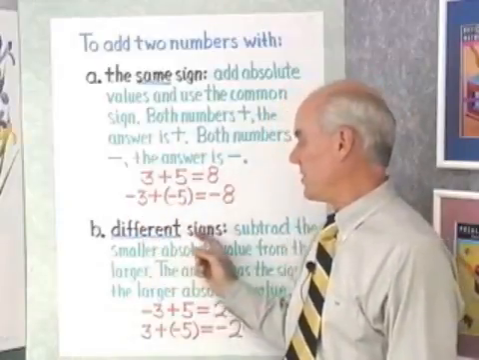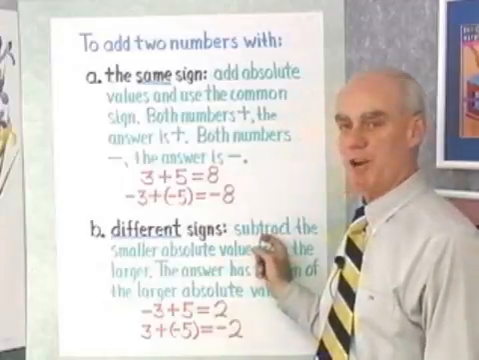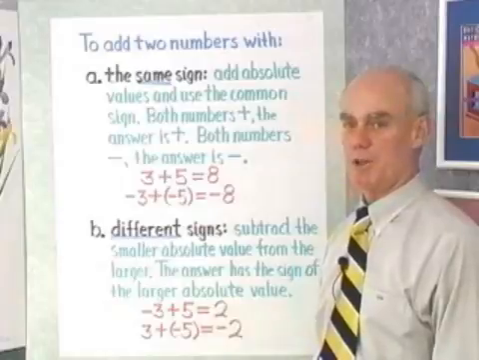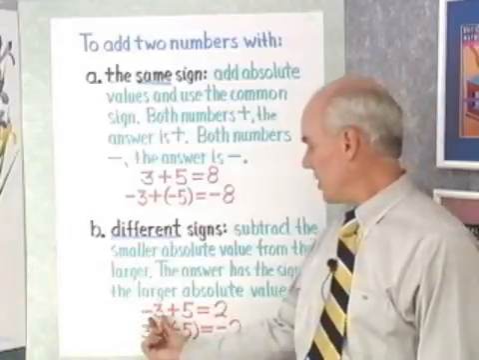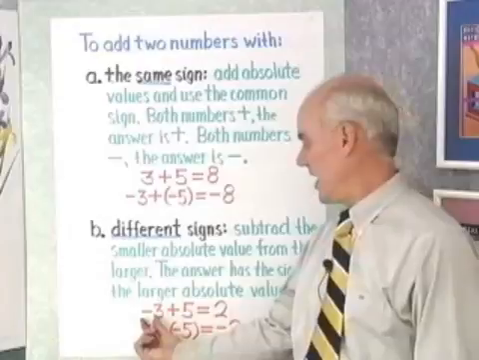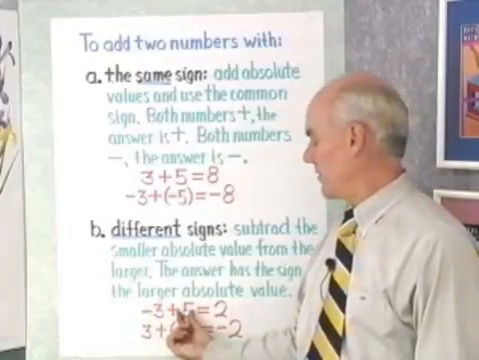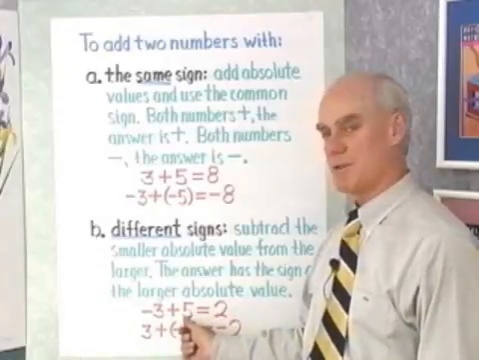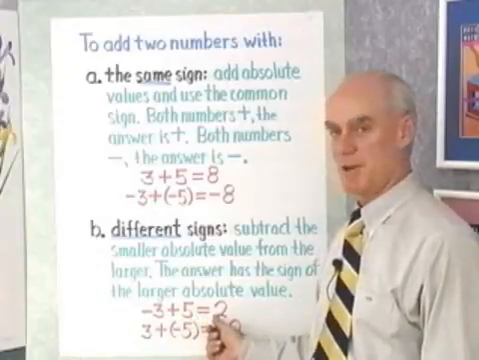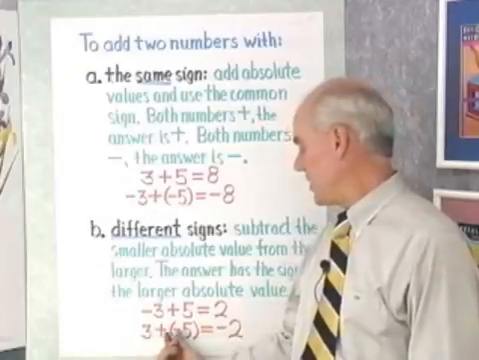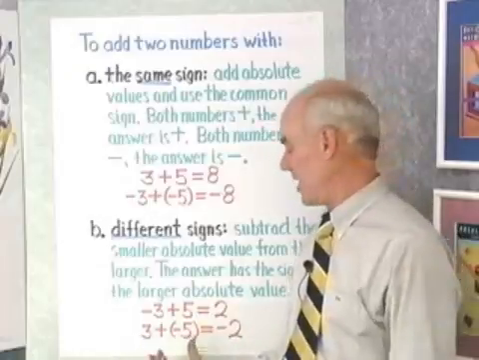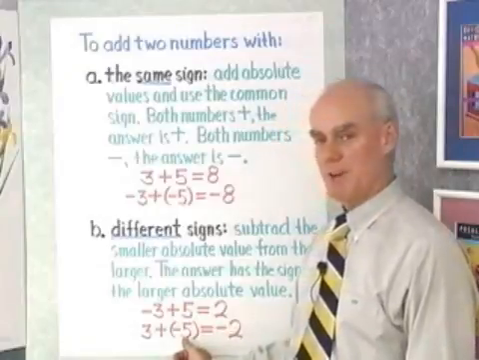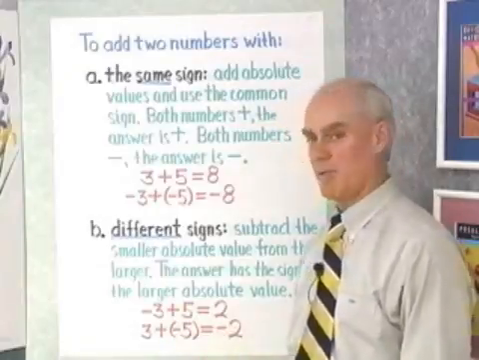Then, if the two numbers have different signs, we subtract the smaller absolute value from the larger absolute value, and we use the sign that's in front of the number with larger absolute value. So here's two numbers that I'm adding that have different signs, a negative 3 and a positive 5. They have different signs, so I subtract absolute values. That gives me 2. The number with larger absolute value is positive 5, so the answer is positive. Likewise, if I add 3 and negative 5, two numbers with different signs, subtract absolute values, the answer is 2. The number with the larger absolute value happens to be negative, so that's the sign of my answer.